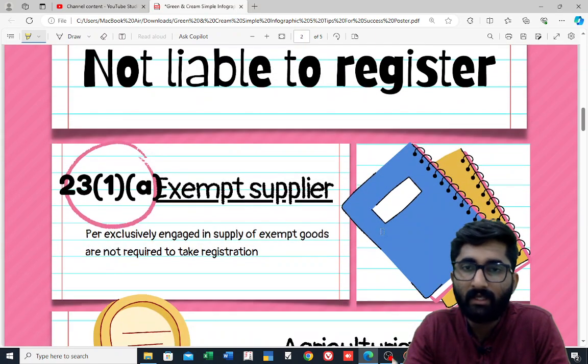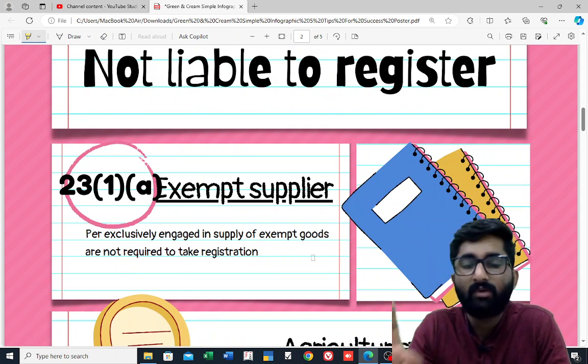Now section 23, who is not liable to register? Section 23 subsection 1 clause A.